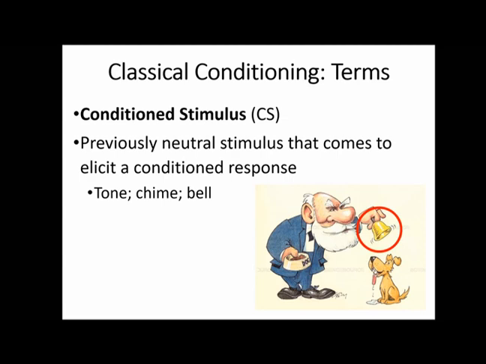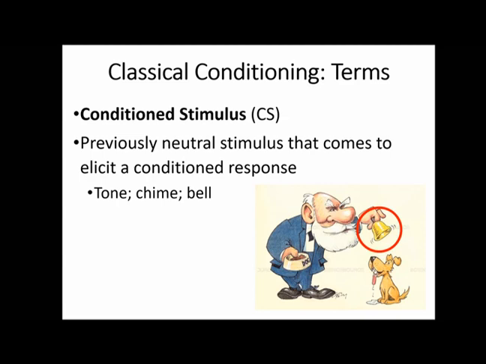So our next specific term is going to be a conditioned stimulus, sometimes shortened to CS. A conditioned stimulus is that previously neutral stimulus that comes to elicit a conditioned response. So in our example, the bell that started out as meaning nothing to the dogs, that started out as a neutral stimulus, becomes a conditioned stimulus once the dogs have acquired that association.